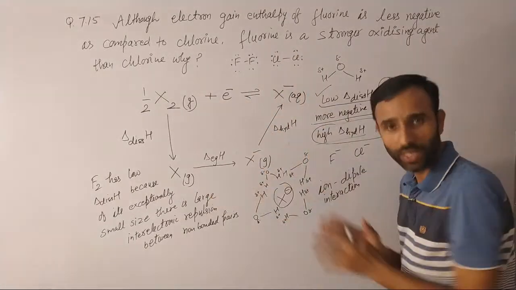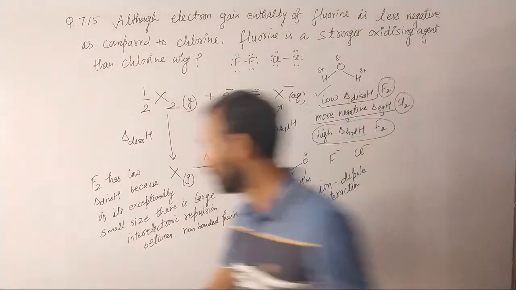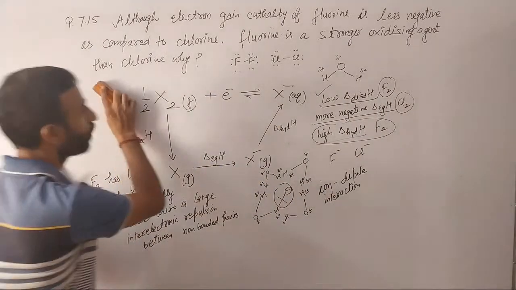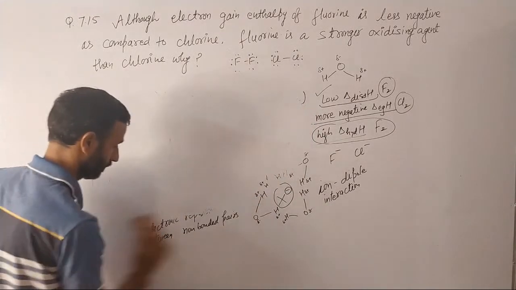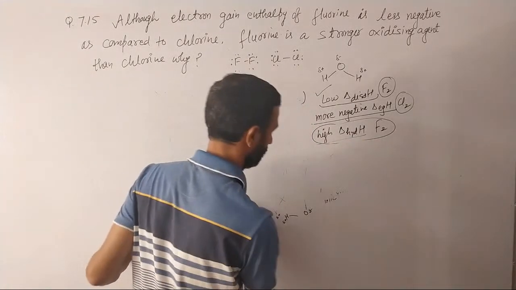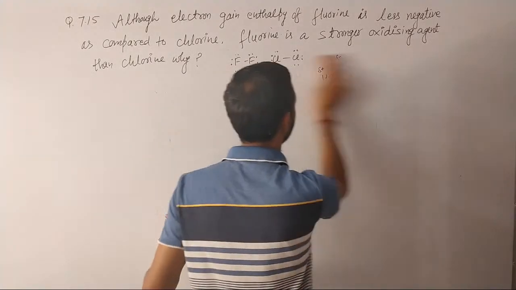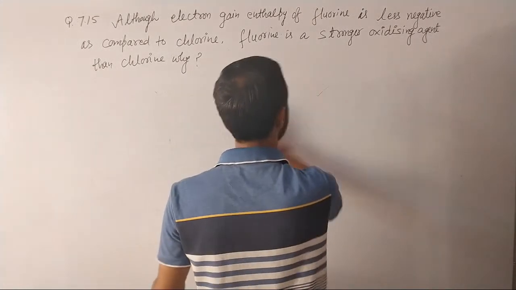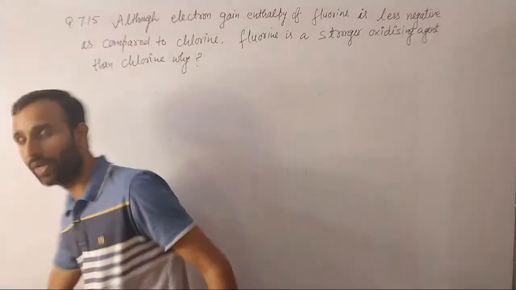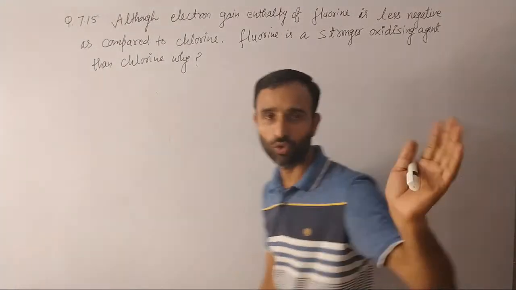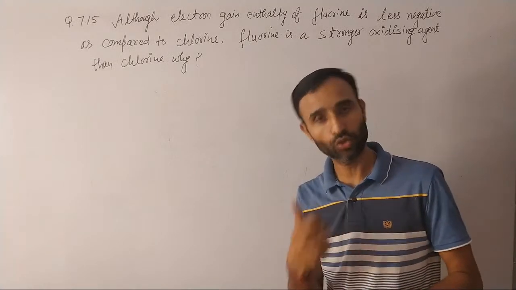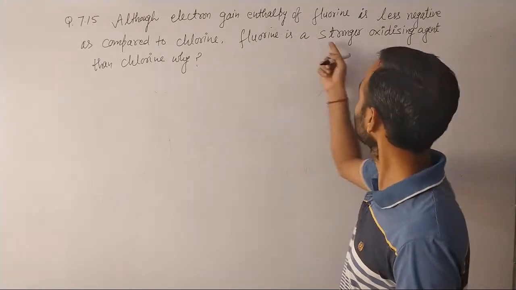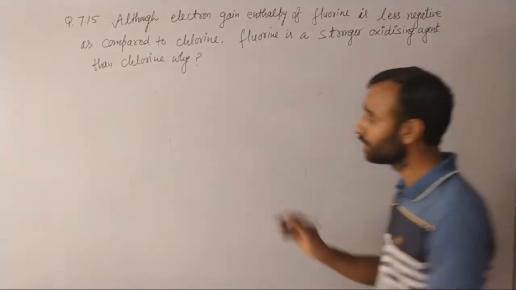So what does it mean? Simple meaning, if you would like to write in one sentence, the factor which is not favorable, you should not mention. Only the factor which favors it, you should mention. Okay, means fluorine is a stronger oxidizing agent than chlorine.